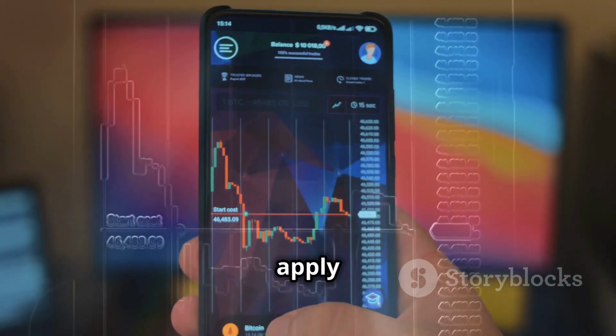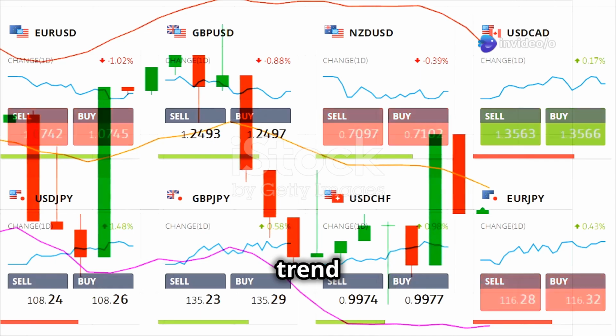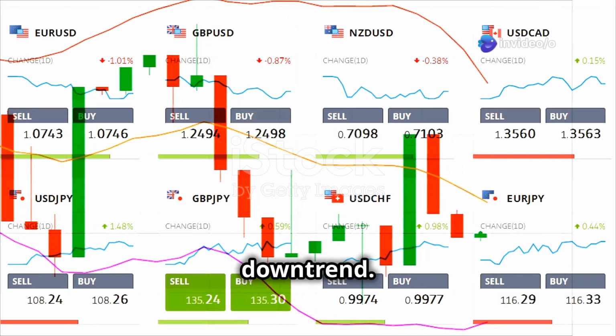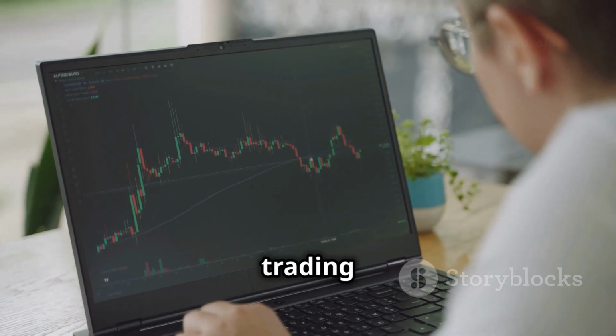Let me show you how to apply Fibonacci retracement on your trading platform. First, identify a trend. Look for a clear uptrend or downtrend. Next, select the Fibonacci retracement tool. It's available on most trading platforms.